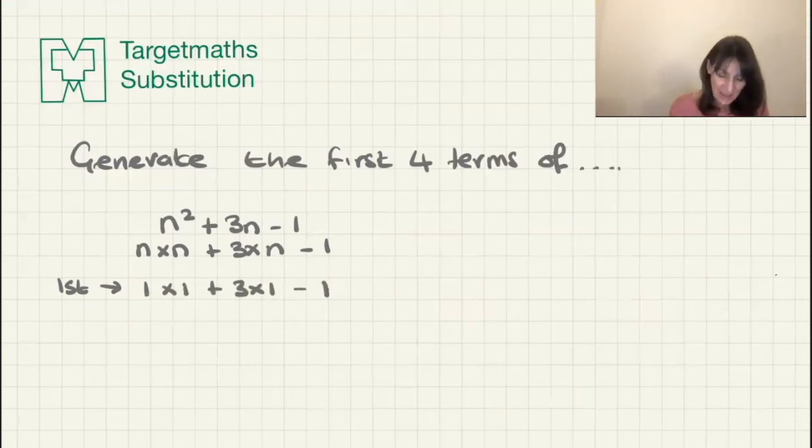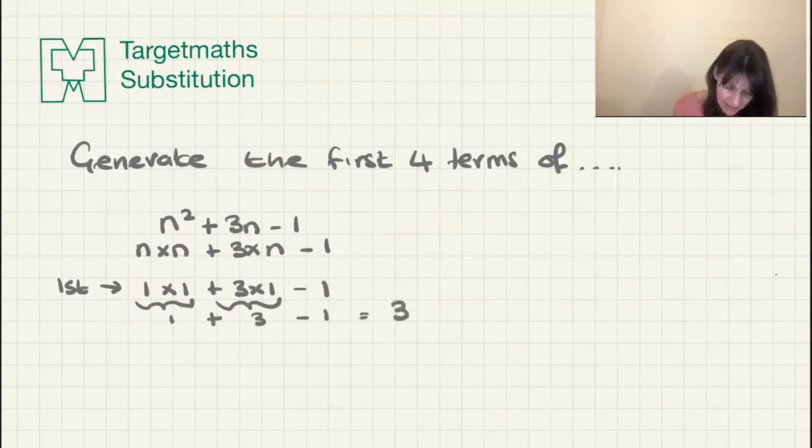Okay, 1 times 1 is 1. I'm trying to decide whether to write this down as I go. I think I am, because otherwise I'm expecting my brain to hold on to way too much information. Okay, so I've done this bit. 1 times 1 is 1. 3 times 1 is 3, and I'm adding those, and then I'm going to take away that 1. So 1 plus 3 is 4. Take 1 is 3.